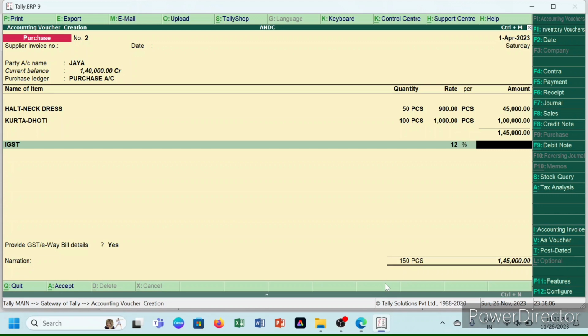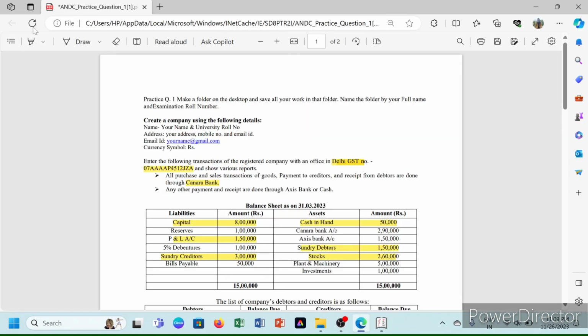Salary and telephone bills paid through cheque, 50,000 and 5,000. Mind you that earlier it is given that all the purchase and sales transactions of goods, payment to creditors and receipts are through Canara Bank, while all other payments will be through Axis Bank. Since it is a salary and telephone bill, so it is any other transaction, so it will be done through Axis Bank. And we will put it in the journal entry.